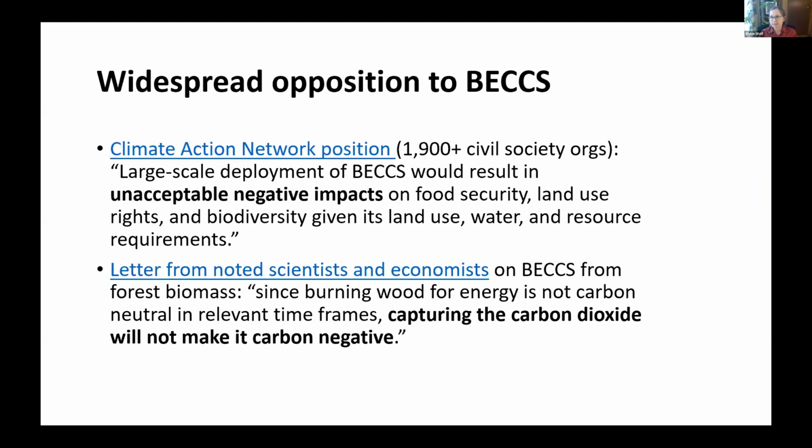I want to note that there's widespread opposition to BECCS. The Climate Action Network, which is comprised of 1,900 civil society organizations, highlights the unacceptable negative impacts. And scientists and economics experts conclude that this is not carbon negative.